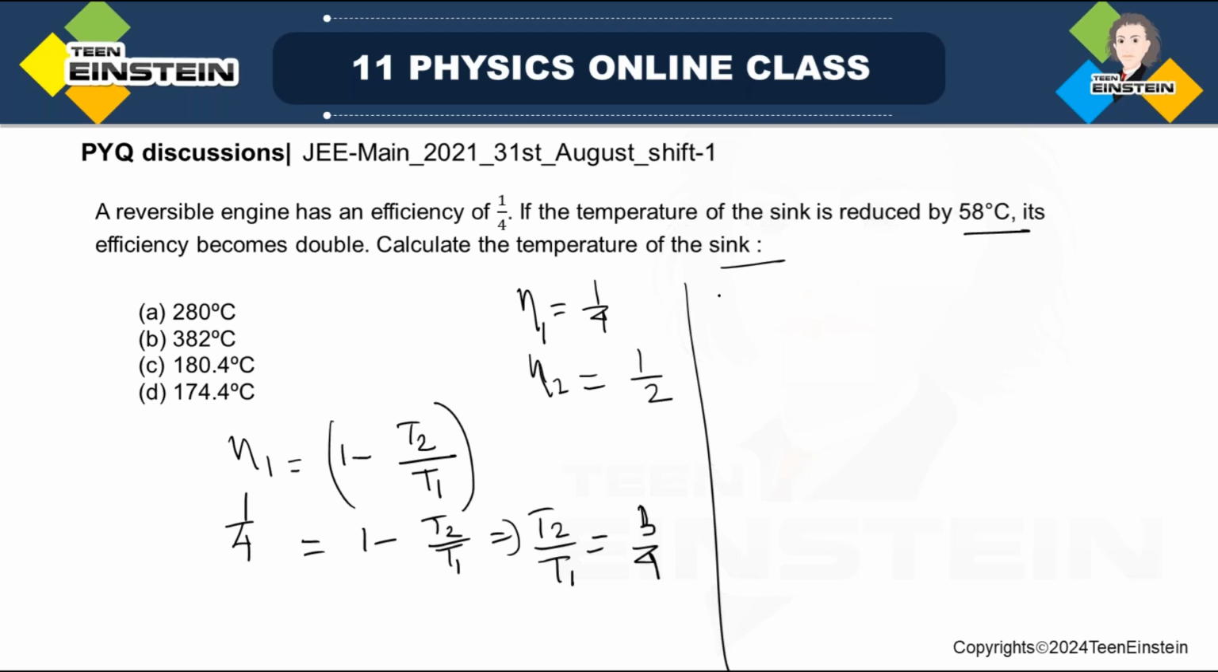Now let us see what is eta 2. Eta 2 is half. I'll write that. So I can write this as 1 minus T2 prime by T1. Now the sink temperature is different, whereas the hot reservoir has got the same temperature. So what is this T2 prime? T2 prime is actually T2 minus 58 degrees centigrade.